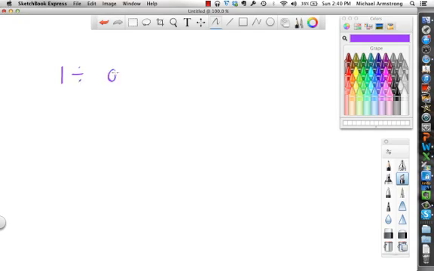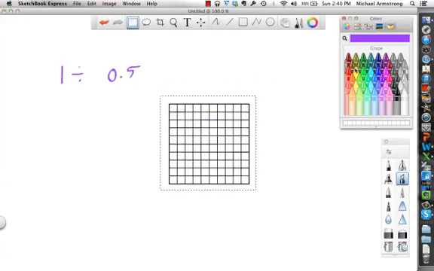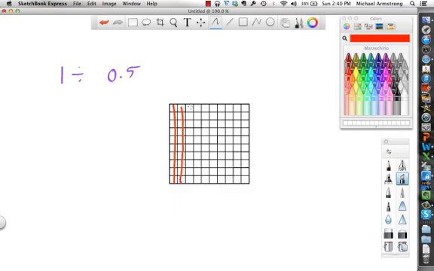1 divided by 0.5. So 1 divided by 5/10. That shouldn't be that hard. So if we put our little model out here again, and then we just start saying, well, 5/10 is 1/10, it's also 10 hundredths, 2/10, 3, 4, 5, and then change colors. Looks like Christmas now. 1, 2, 3, 4, 5. And we have 2 groups of 5/10 that we can get out of one whole. So the answer is 2.